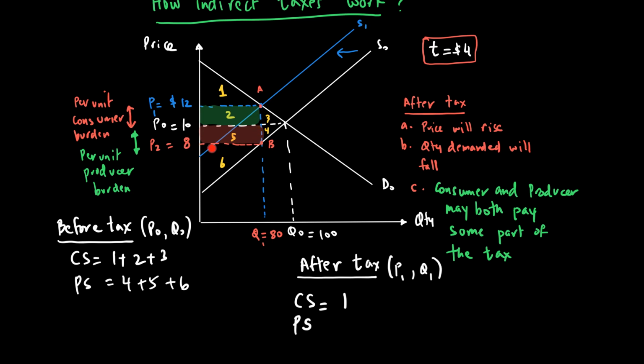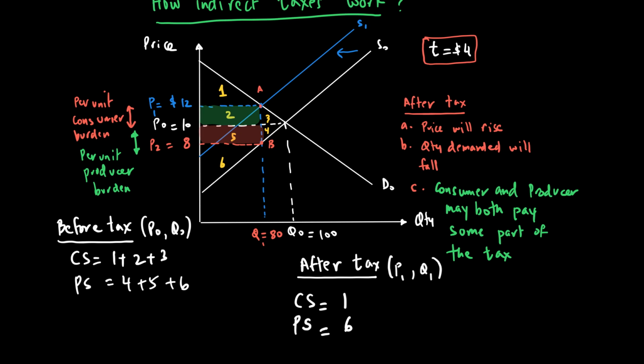So this P2 is the price the producer is getting, and not P naught, not P1. Although he may receive 12, he may give $4 to the government. So 12 minus 4 is 8, and ultimately he's pocketing $8. And because Q1 is sold, we look at area 6 to be the new producer surplus.